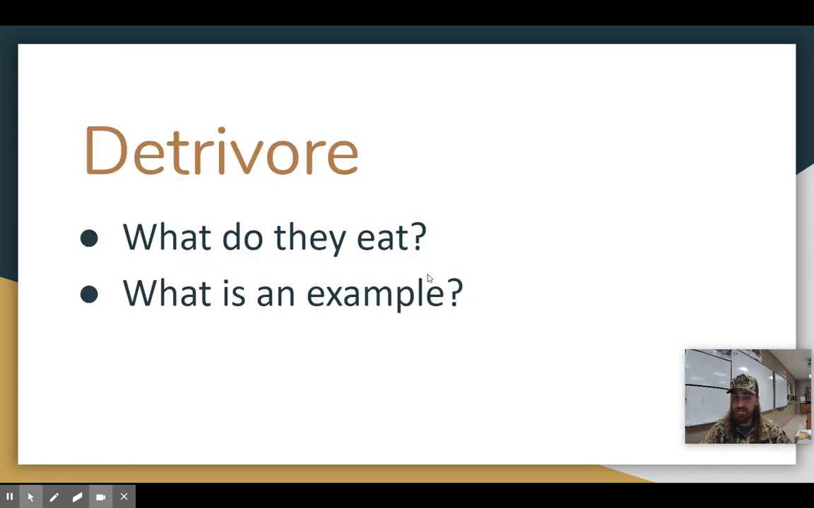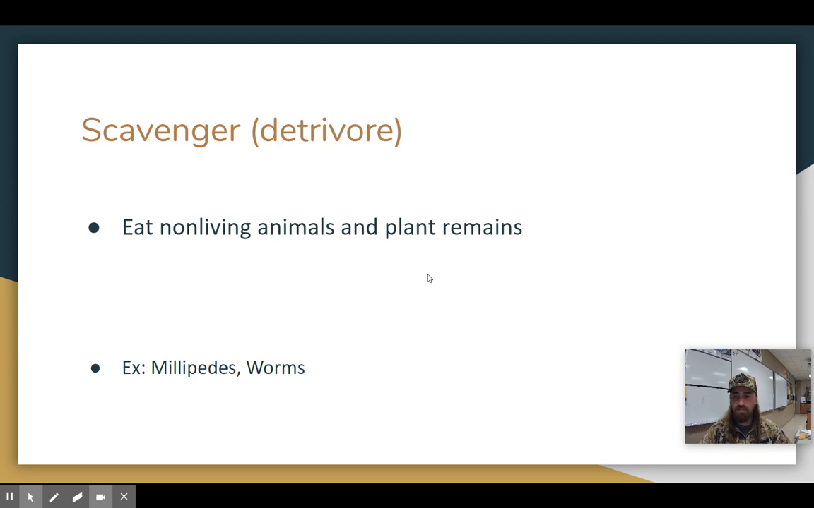The next one is a detrivore. This one's a little bit more tricky. So I just want you to answer, what do you think they eat? And what is an example of a detrivore? A detrivore, guys, is a scavenger. They eat non-living animals and plant remains. Common examples are a millipede and worms. Things that also help decompose can also be categorized under detrivore. A detrivore basically eats non-living animals and plant remains.